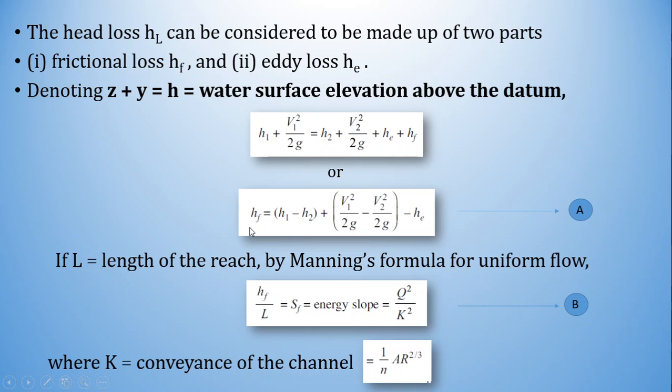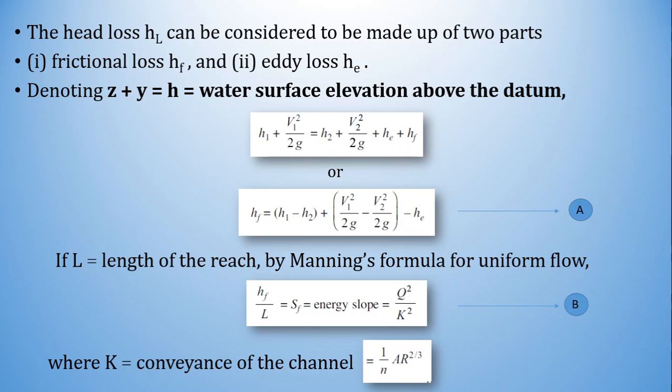This is the head loss due to friction. If L is the length of the reach, by Manning's formula for uniform flow, HF upon L is equal to SF, that is the energy slope, which is equal to Q square by K square, where K is the conveyance of the channel, which is equal to 1 upon n into A into R raised to 2 by 3. This K is different for different sections.